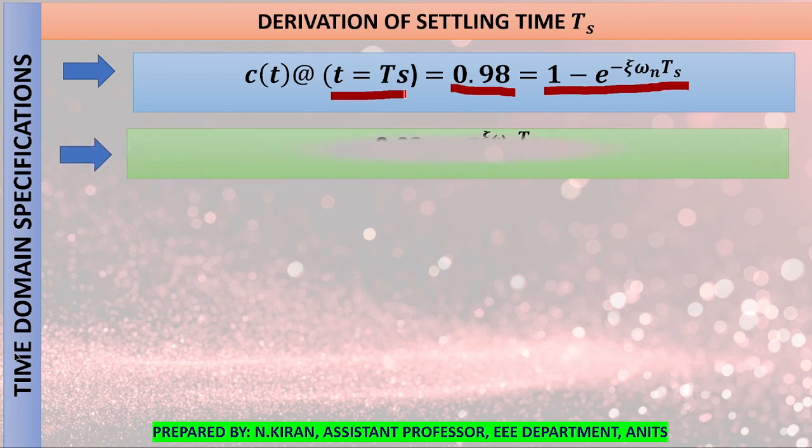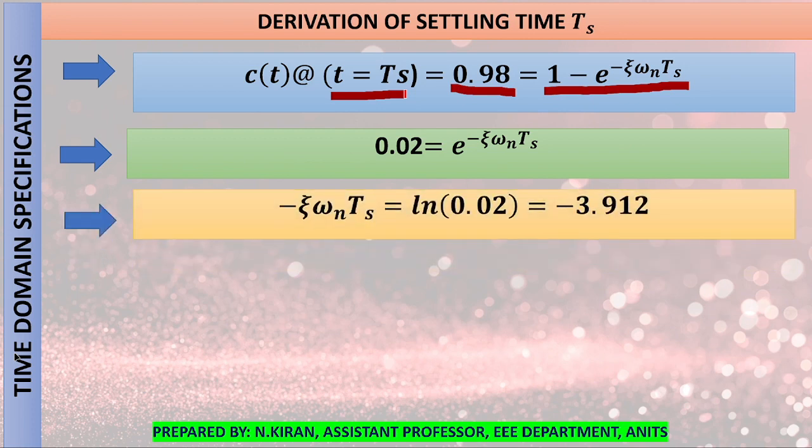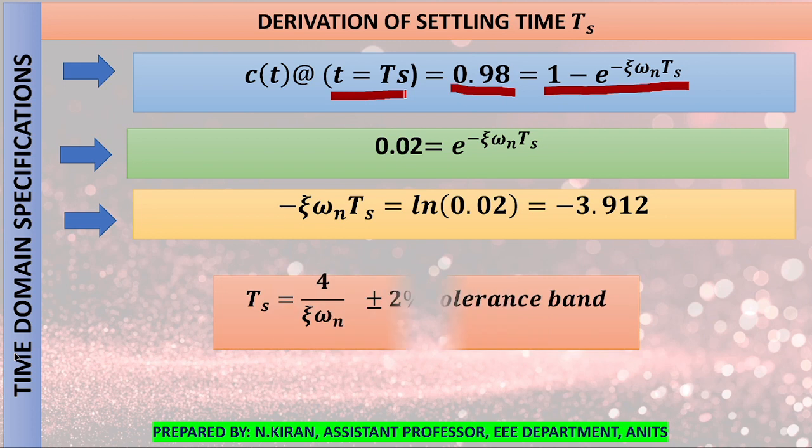Eventually the value of settling time, applying natural logarithms on both sides, will give me the expression of settling time to be 4 by zeta omega n.